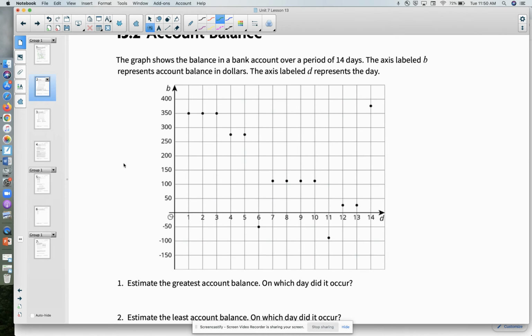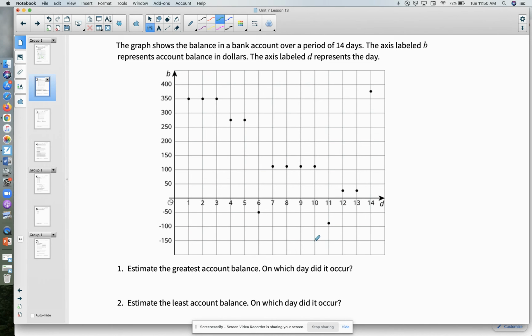Okay, 13.2. The graph shows a balance in a bank account over the period of 14 days. So look, it goes from $400 all the way to negative 150. And then it goes all the way to 14 days. Estimate the greatest account balance and on which date it occurred. So which one of these is the highest account?